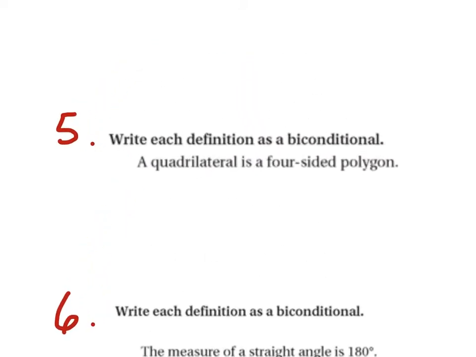So now let's look at 5. Write each definition as a biconditional. So we need to make this an if and only if statement. And another word for if and only if is IFF. So biconditional means to turn it into an if and only if statement. So we have a shape, or we could say a figure, is a quadrilateral.